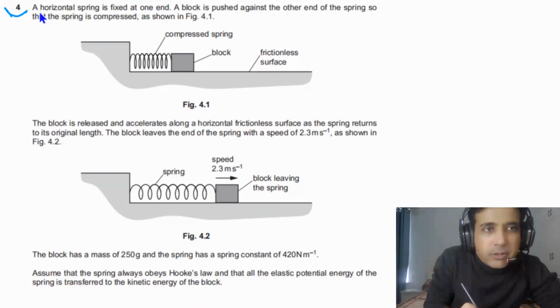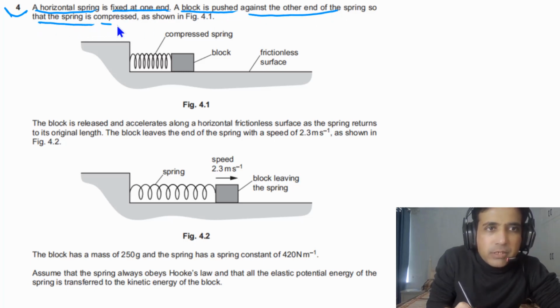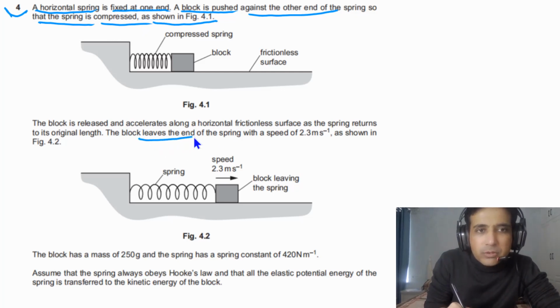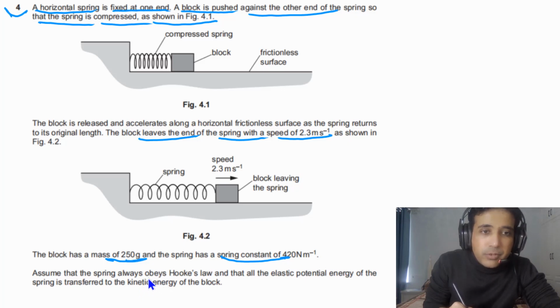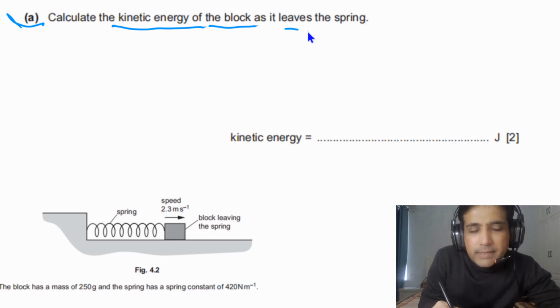For question number 4, it is given that a horizontal spring is fixed at one end, and a block is pushed against the other end of the spring so that the spring is compressed as shown in figure 4.1. It is also given that the block leaves the end of the spring with a speed of 2.3 meters per second as shown in figure 4.2, the mass of the block is 250 grams, and the spring constant is 420 newtons per meter. It is also given that the spring obeys Hooke's law. For part A, we need to calculate the kinetic energy of the block as it leaves the spring.